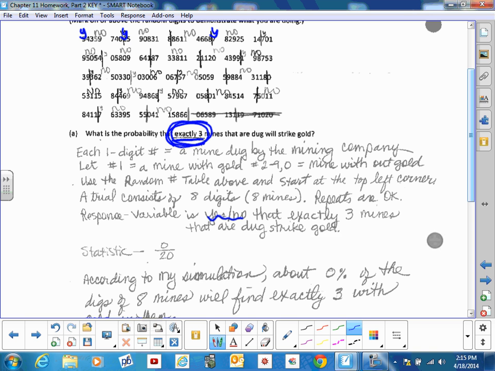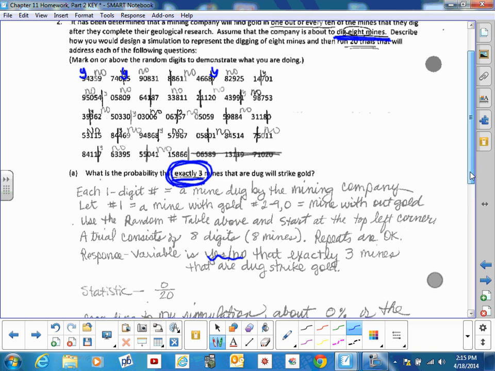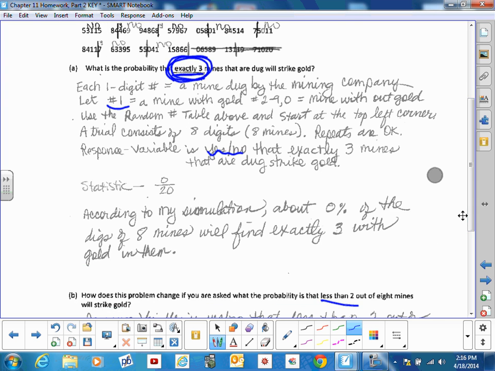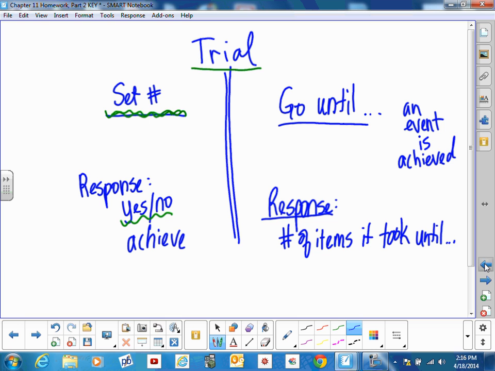Since gold was a 1 out of every 10, so that's a 10%, I had let the number 1 represent a mine with gold. And so when I went through here and I did all my yes/no's, I ended up having 0 of them that had gold. So according to my simulation, there is basically a 0% chance of me finding exactly 3 of 8 mines that have gold. So again, that's the kind of trials where they say, out of this many, every single time, and you have a yes/no response.